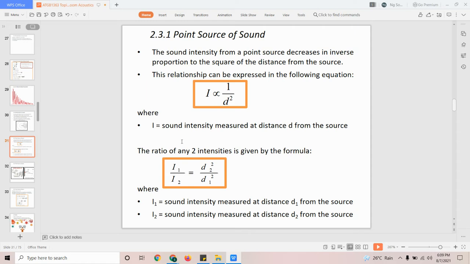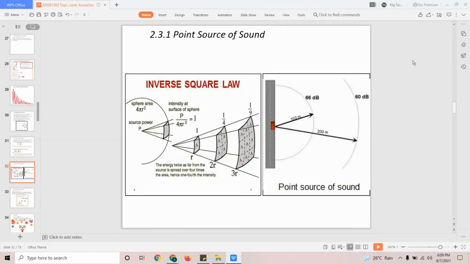Besides that, you also have another formula. This is based on the ratio of any two intensities given by the formula. At any different point of distance, there will be a different intensity, and these are proportionate to each other. In light, you have your inverse square law. In sound, this law is also applied. But in respect to sound, you have different values.